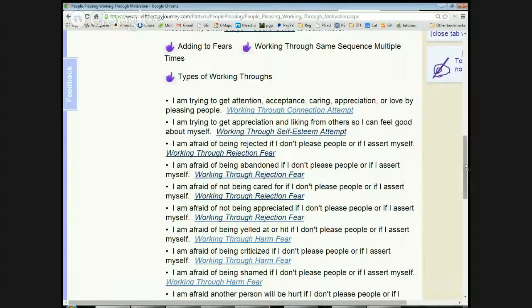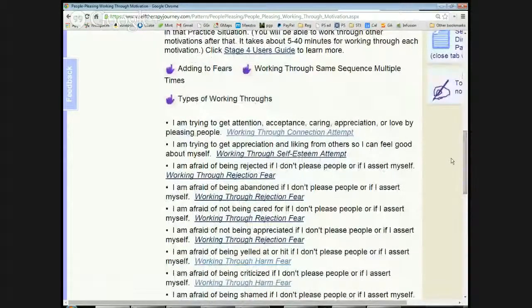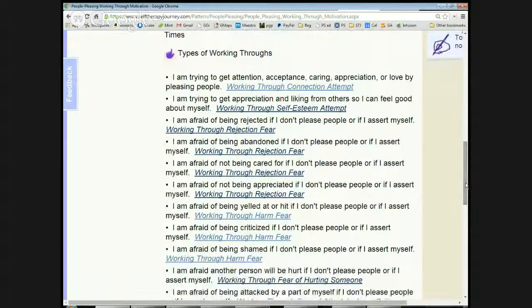So you can see there's a whole long list of different underlying motivations. There's a lot of them. And in stage 1, you would have just checked off the ones that were relevant for your people-pleasing pattern. And now that we're in stage 4, you're interested not only in the ones that are relevant for you, but the ones that are relevant for you in the practice situation you've chosen. My example practice situation is a friend asks you to do something for them. So in there, what are the things that came up? So one possibility is I'm afraid that if I don't please them, they'll reject me.